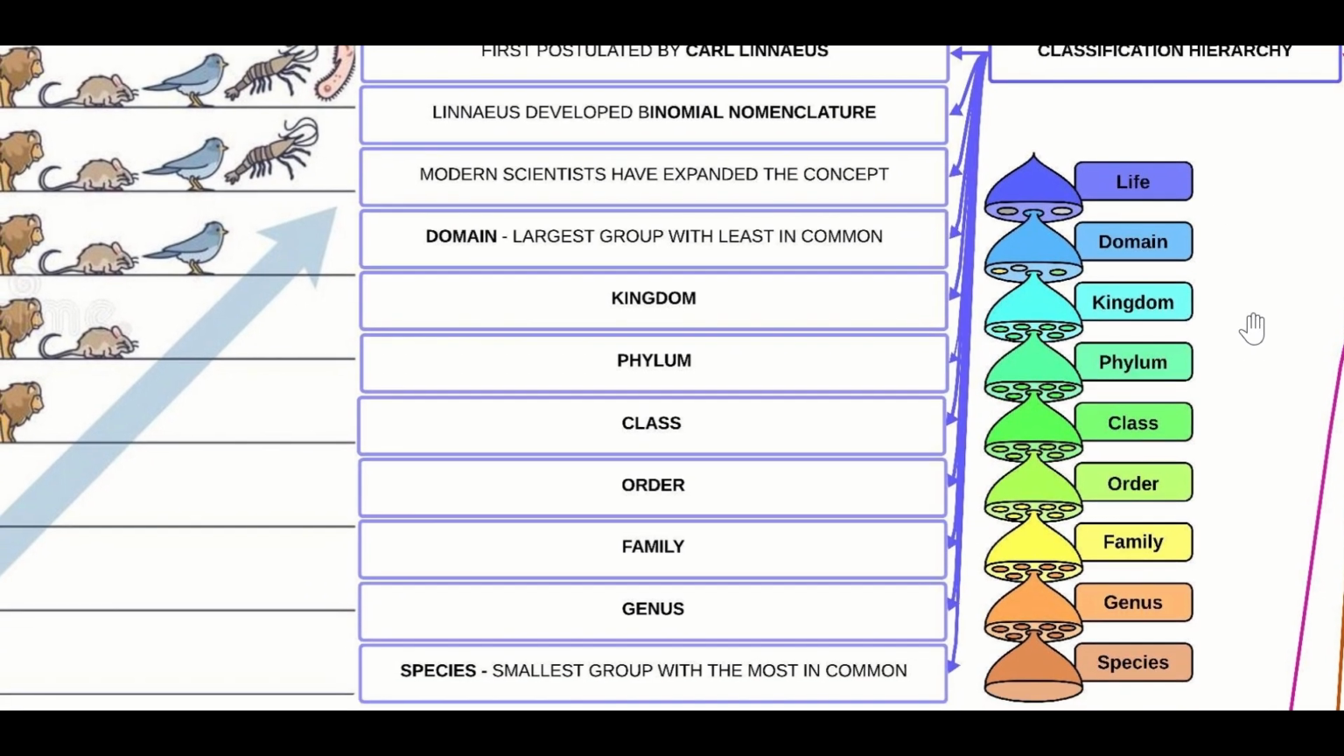Modern scientists have expanded upon this concept, and now we have what we call the classification hierarchy. So it starts with the domain, which is the largest group, and they all have the least in common. Then comes kingdom, phylum, class, order, family, genus, and species. And the species is the smallest group with the most in common. You need to know this classification hierarchy.